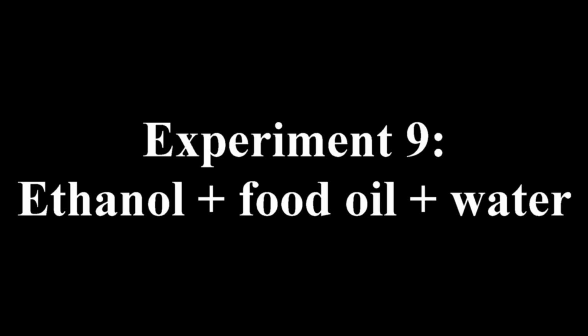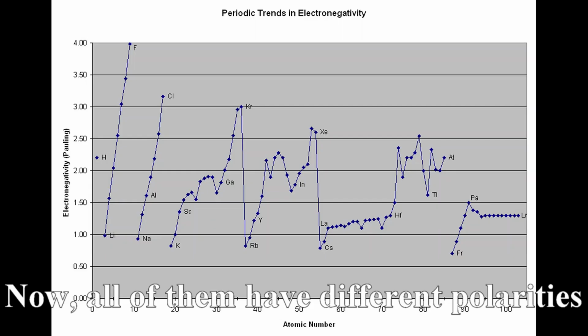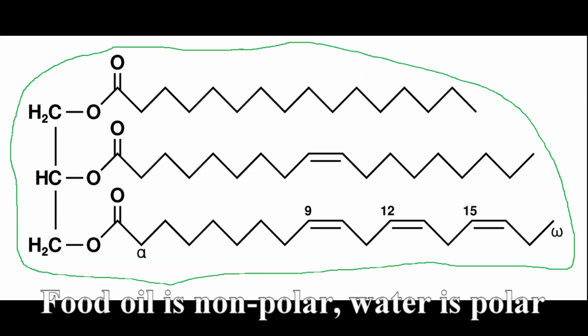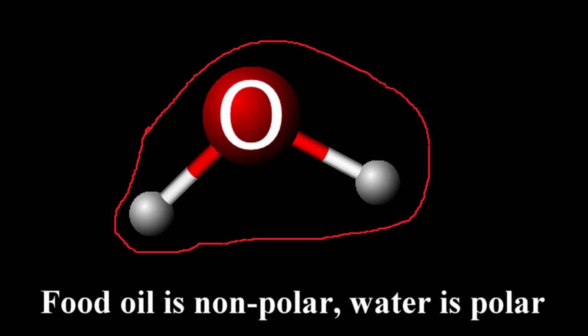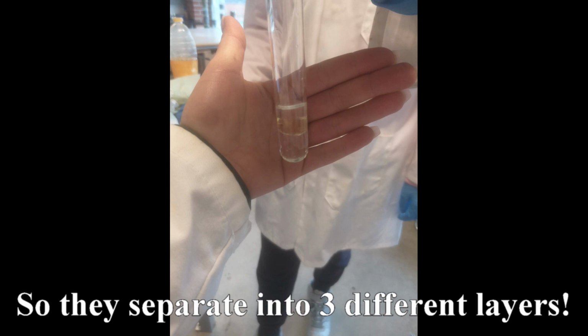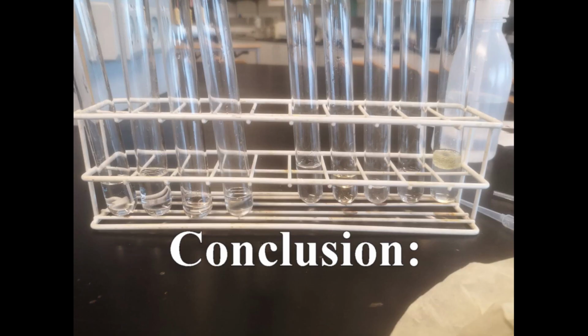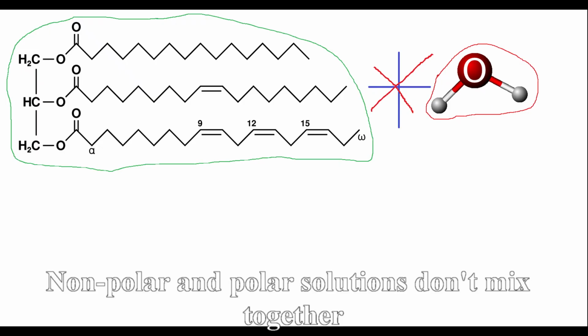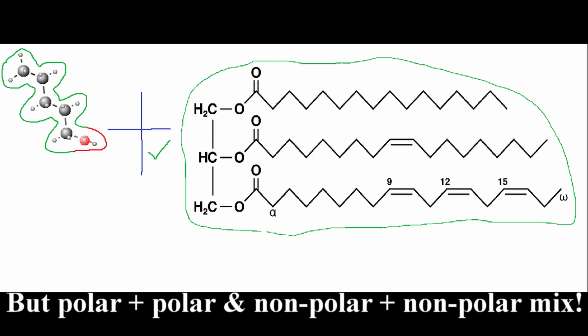For the last experiment, we had to mix ethanol, food oil, and water. Now all of them have different polarities. Food oil is nonpolar, water is polar, and ethanol is slightly polar. So they separated into 3 different layers. In conclusion, this test proves that a nonpolar and polar solution don't mix together, so they form 2 layers, while polar and polar mix.